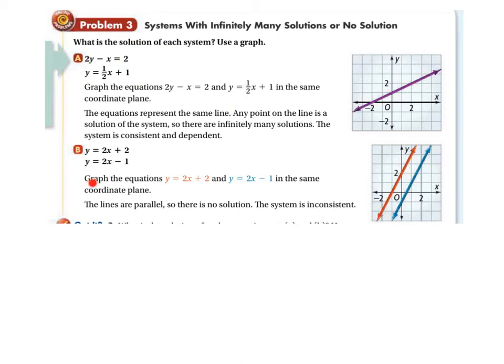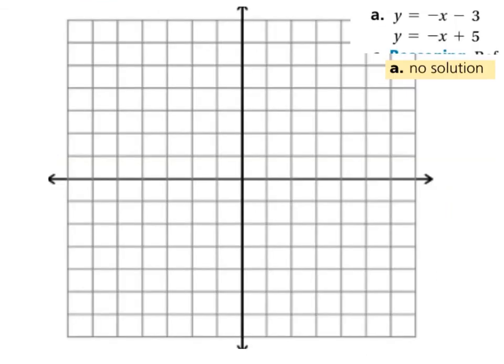Likewise, once you put them in slope-intercept form, and you find they have the same slope, notice these have the same slope, 2x, and different y-intercepts, you know that they're parallel lines. That's something we learned before break. Same slope, different y-intercept makes them parallel, and if they're parallel, they have no solutions. A couple of examples for you.